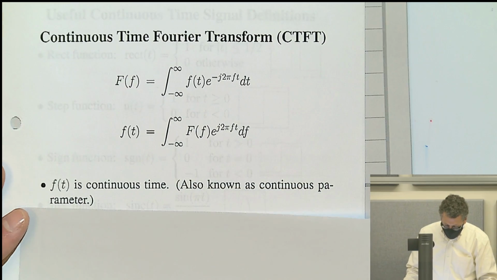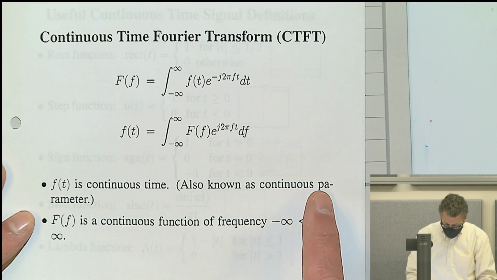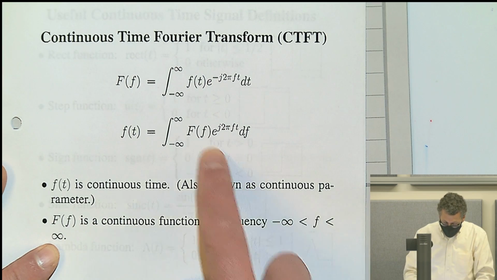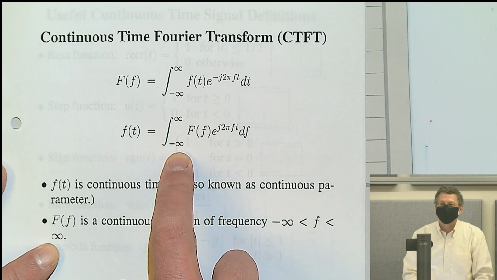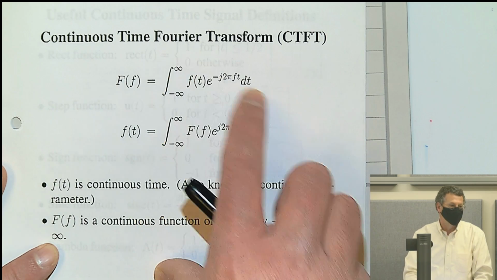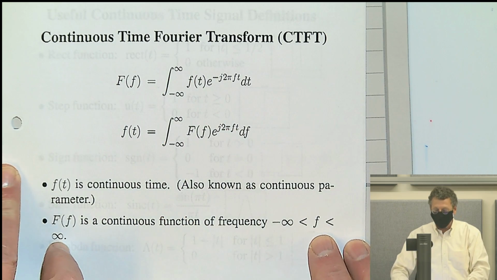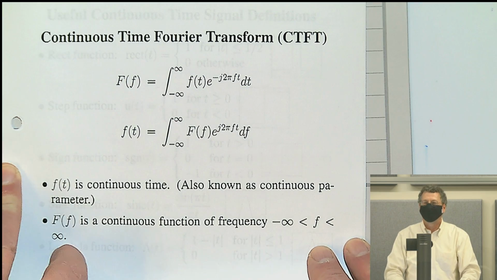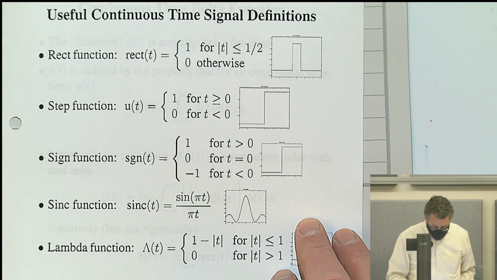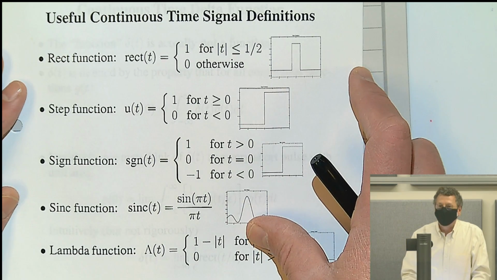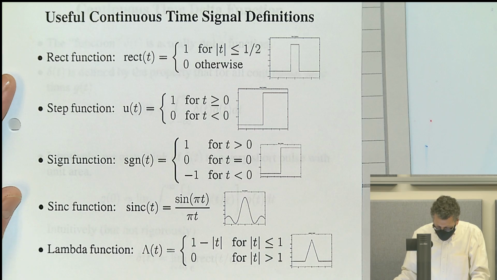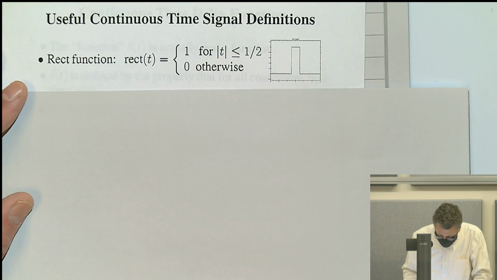So f of t is continuous time, also known as continuous parameter, and F of f is continuous frequency. The frequencies here go from minus infinity to infinity, and time goes from minus infinity to infinity. So this is the most basic transform in a sense, the continuous time Fourier transform. And then the associated signals that you use with the continuous Fourier transform are the standard signals that tend to show up.